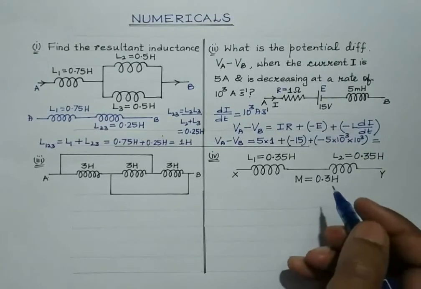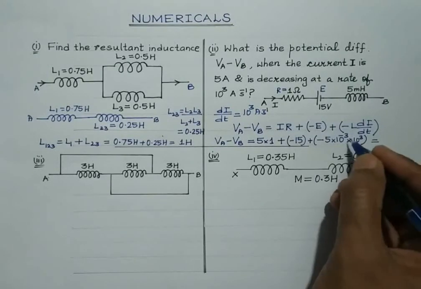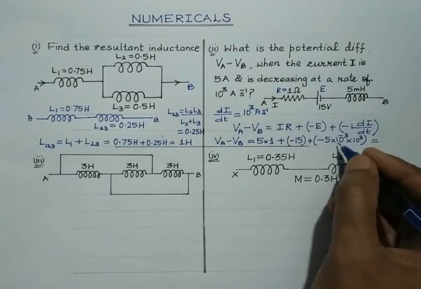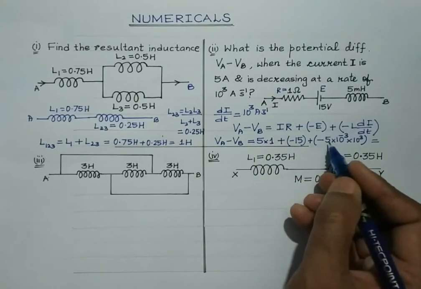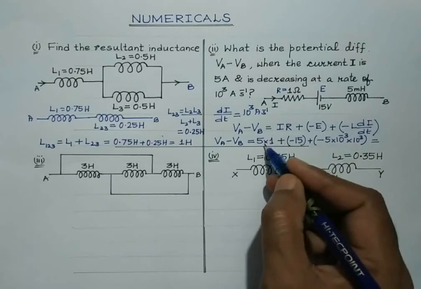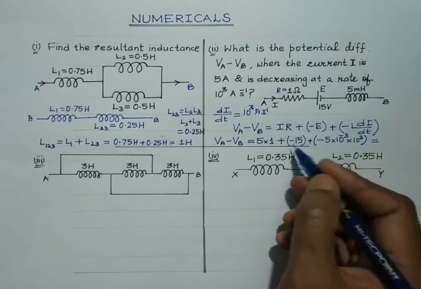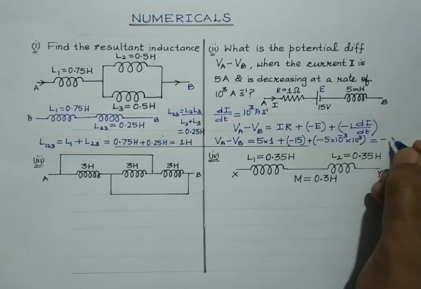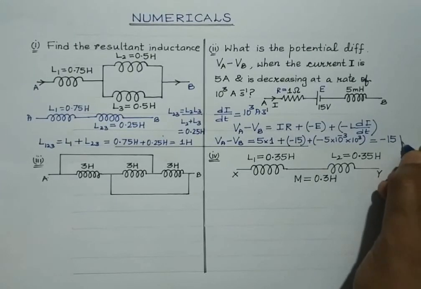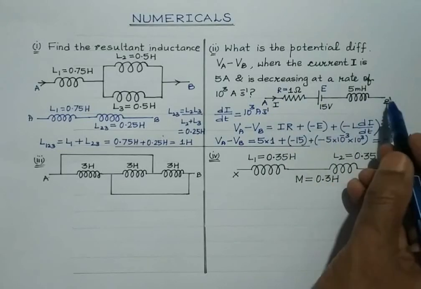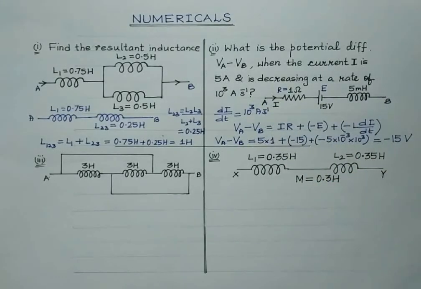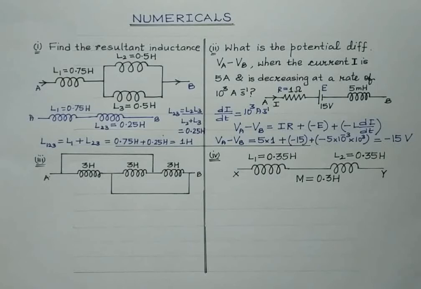So let's solve it. 10 raised to power 3 and 10 raised to minus 3 get cancelled. So we are left with 5 minus 15 minus 5. Isn't it? 5 minus 5 get cancelled, so we will be left with minus 15 volt. So this is the effective potential difference between the points A and B. Fine, students? Okay, let's proceed to the third question.